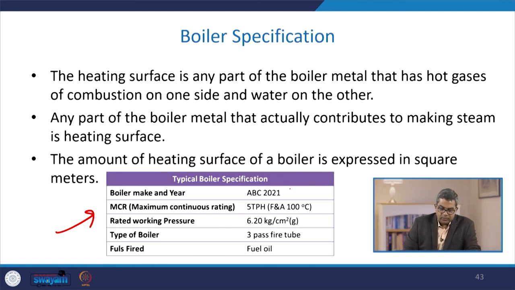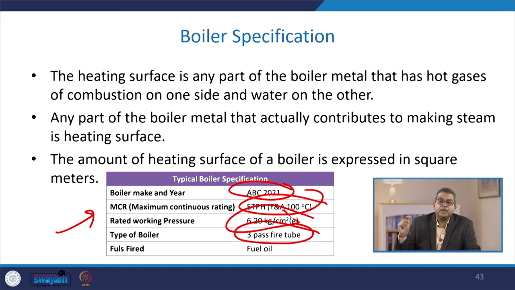This is the typical boiler rating or boiler specification. It is mandatory to mention the boiler make and year, maximum continuous rating, rated working pressure, which kind of boiler it is, and which kind of fuel we are using, maybe fuel oil, natural gas, or some other materials like coal, etcetera. The larger the heating surface a boiler has, the more efficient it becomes. The quantity of steam produced is indicated in tons of water evaporated to steam per hour. The maximum continuous rating is the hourly evaporation that can be maintained for 24 hours.